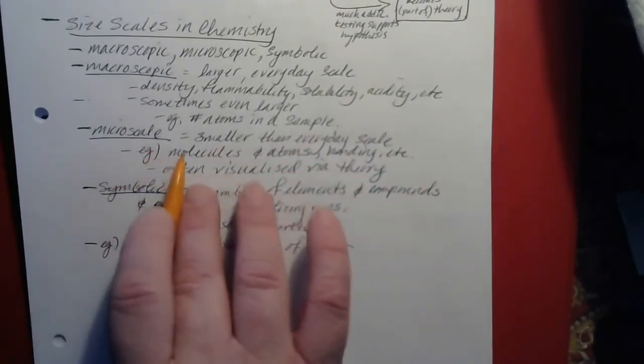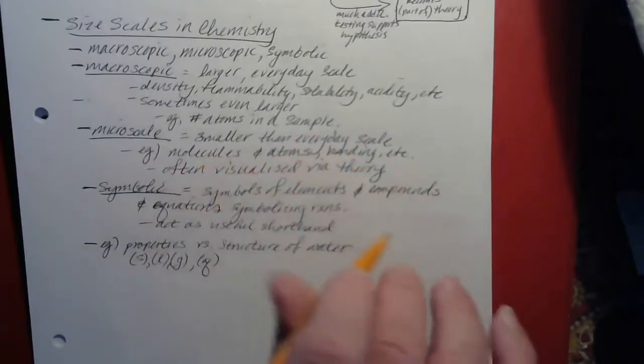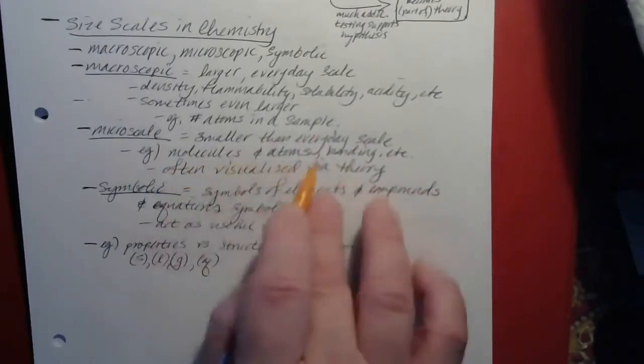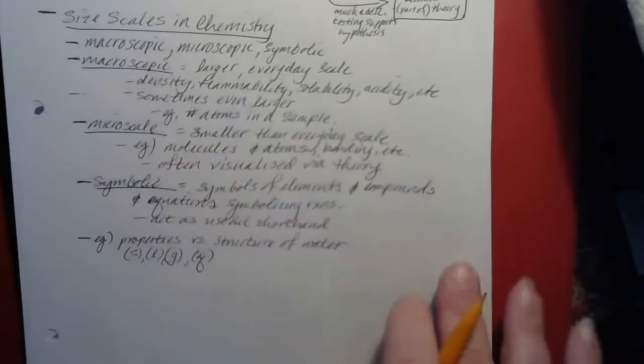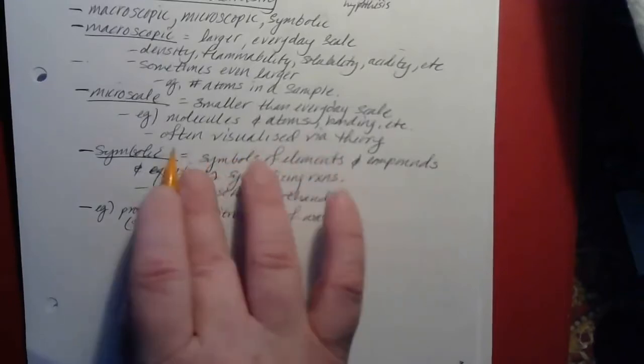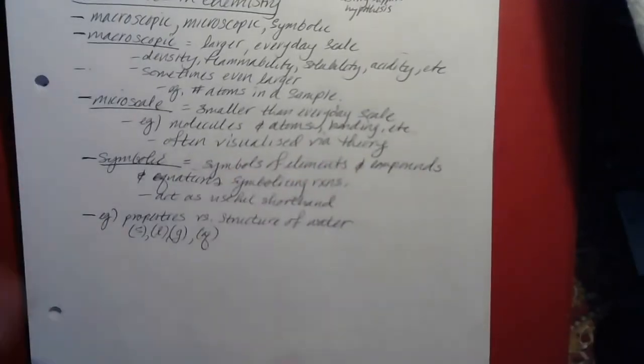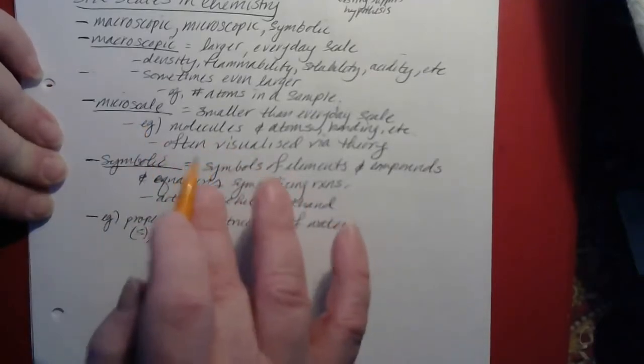And also there's the micro scale, and that's stuff that's smaller than an everyday scale. That would be concepts like atoms and molecules, the bonding. When atoms are bonded together, that's what makes molecules. So the bonding would be the attraction or the connection between atoms. That's very small scale. This scale often has to be visualized through theory or through mathematical calculations because it's so small that we can't observe it directly.